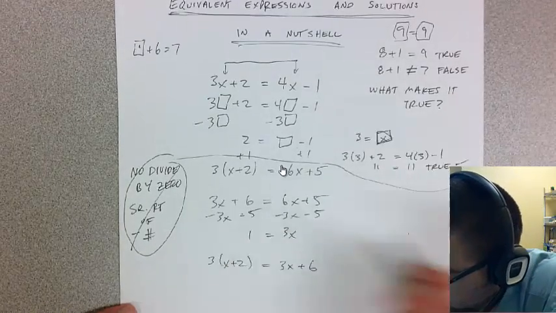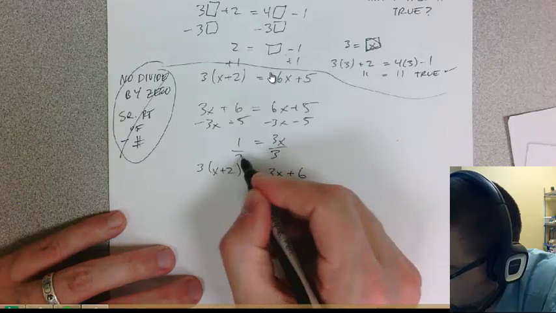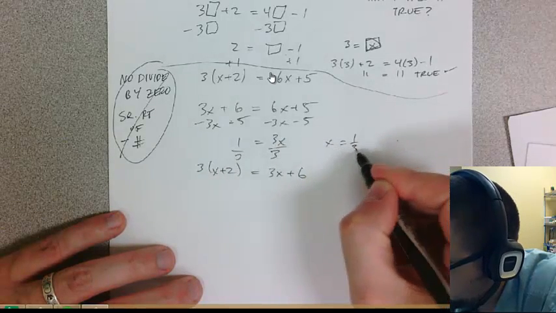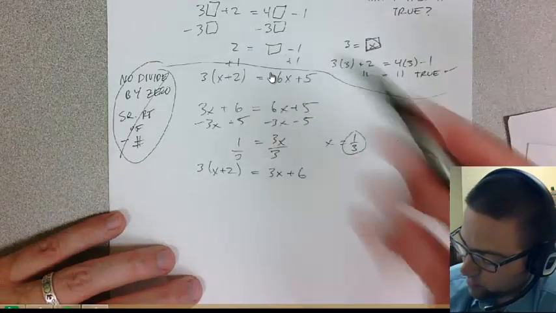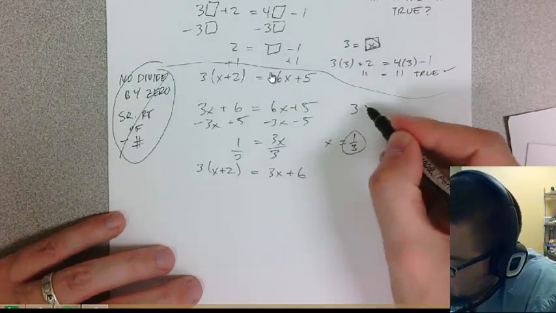That is 5, so this is 1 equals 3x, and then I divide both sides by 3, so I get x is a third. So that is the value that, if I plug it into the original equation, would make the statement true, and I can just check that.